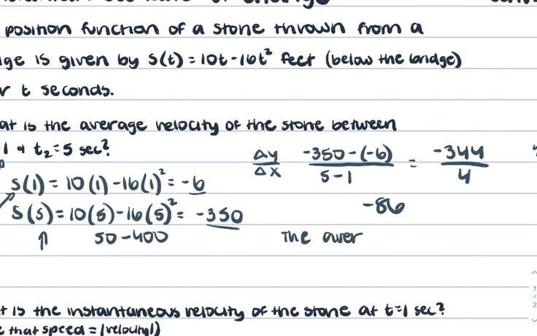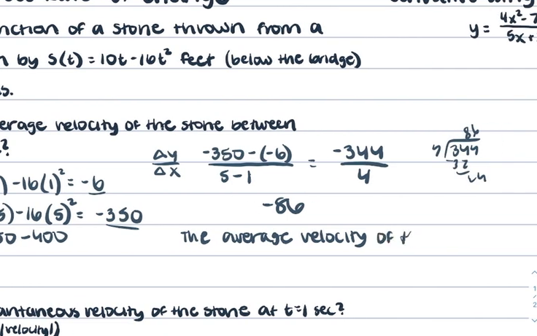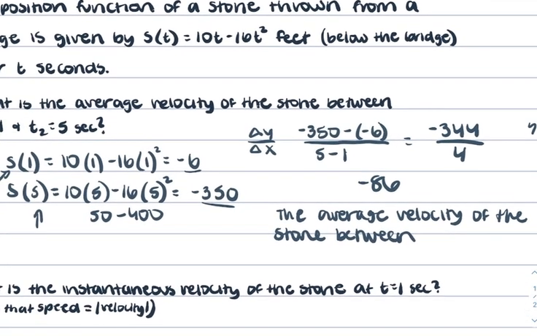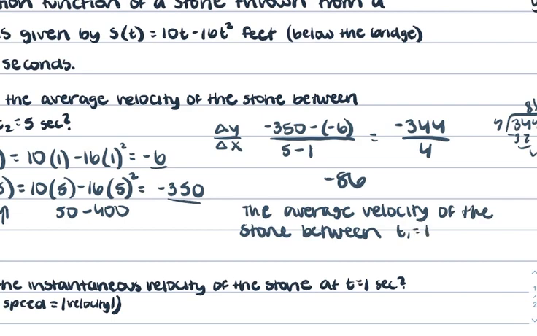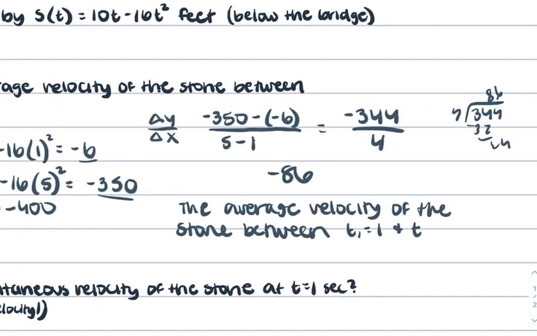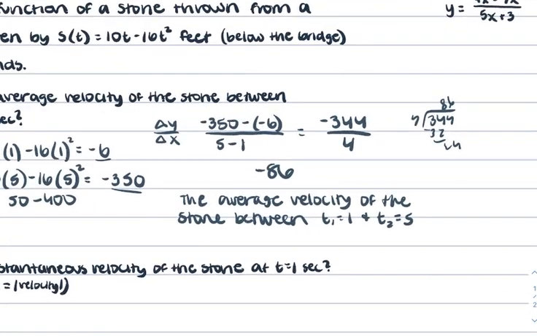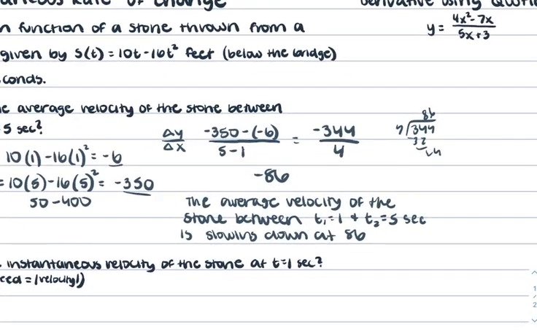So the average velocity of the stone between t1 equals 1 and t2 equals 5 seconds is slowing down at 86 feet per second. The slowing down says that it's basically decreasing, which makes up for the negative.